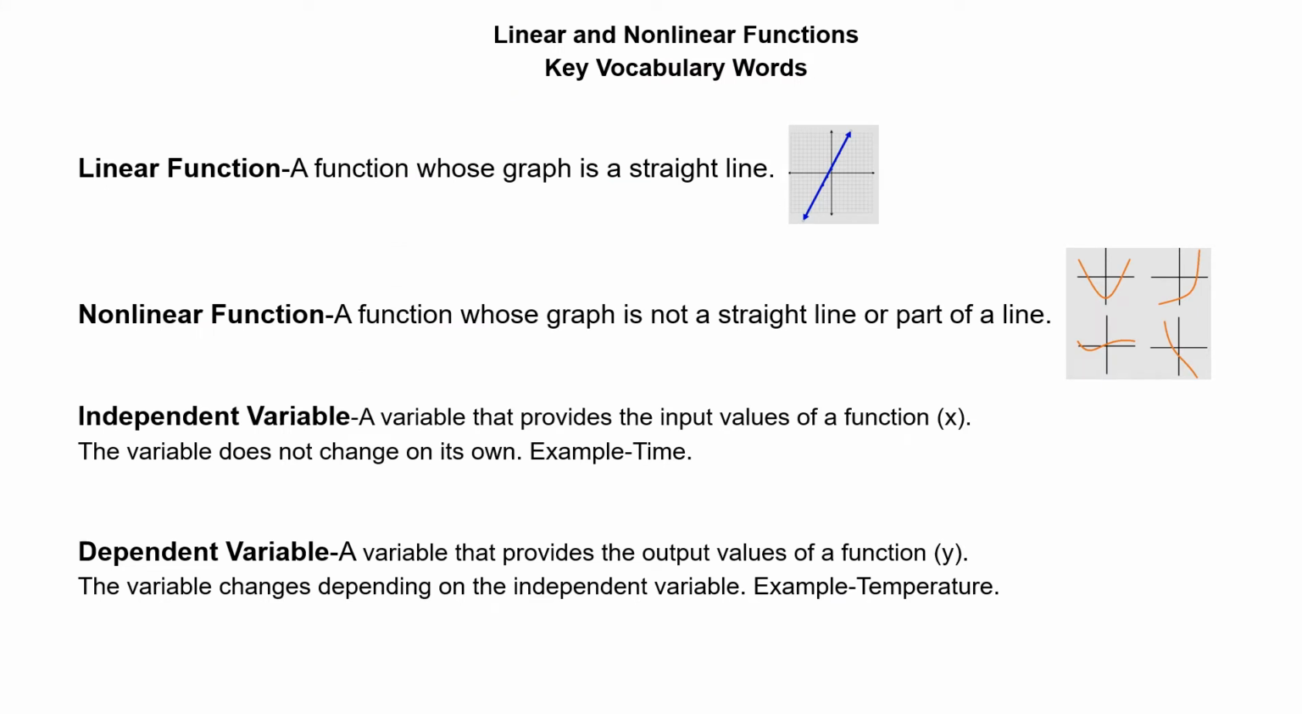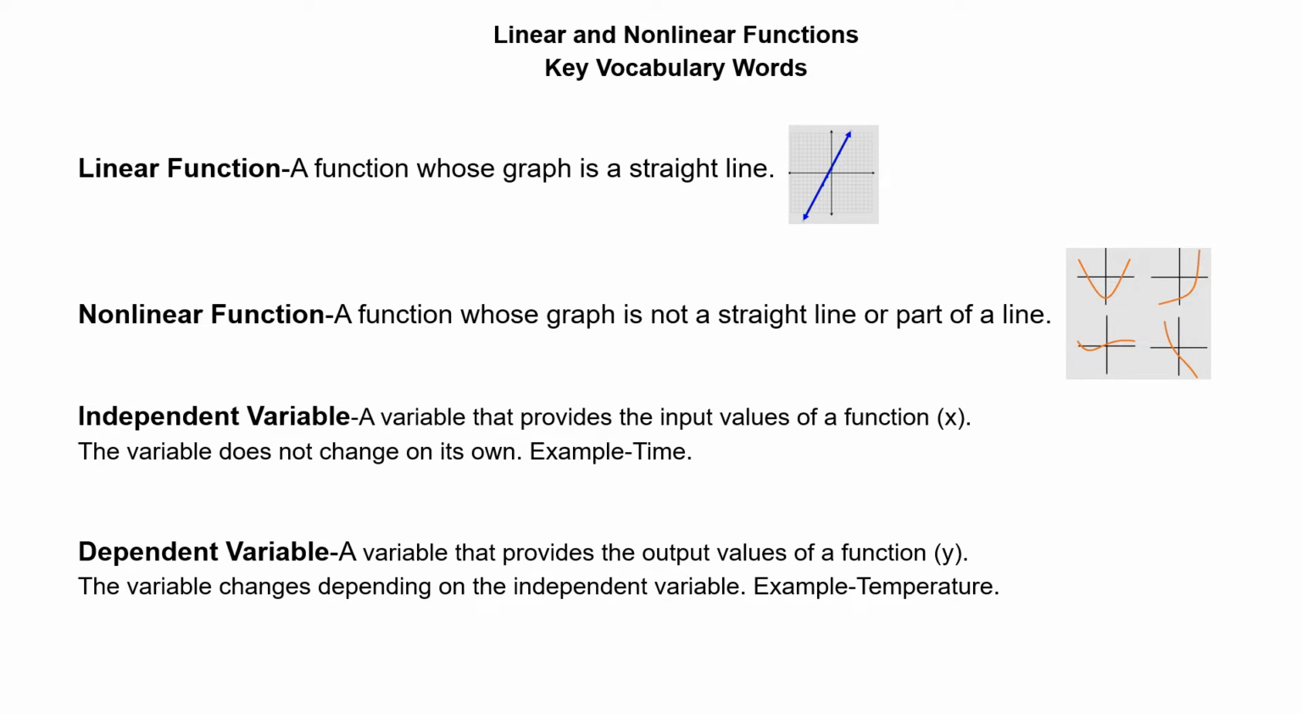Here are some more vocabulary words. Go ahead and write these down. We already went over linear and nonlinear. We went over independent, which is going to be your x values, and then your dependent will be your y values. Something to think about is, what do we mean when we talk about independent? This is something that won't change. For example, time. We can't manipulate time. There's no way of doing that. So that's why that's an independent. It's by itself.